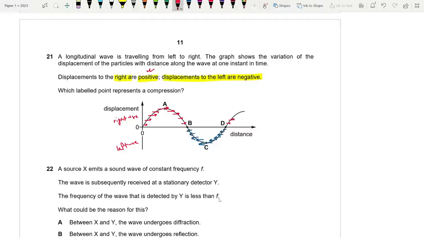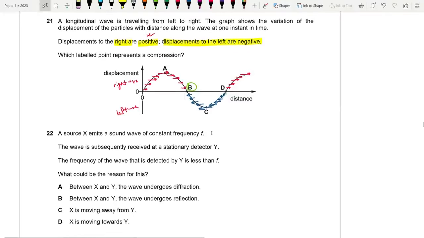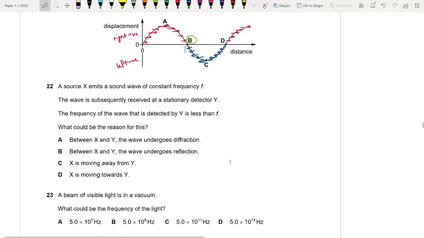So look, what is a compression? Where the air pressure is maximum, where the air particles are compressed at a point, right? So where does that feel like? It is point B clearly, because it seems like the particles, this one is to the right and this one is to the left, they are compressing point B. That is why that's the answer. And if they asked which one is a rarefaction, we would go for point D. All right. A and C are just meant to trick you.